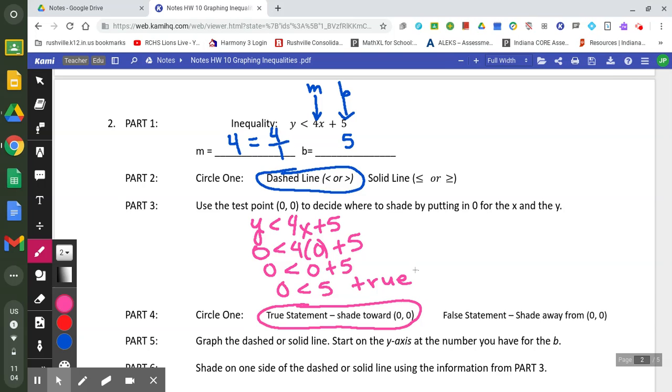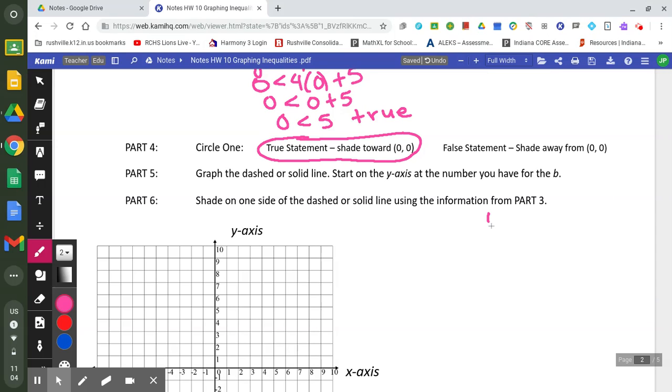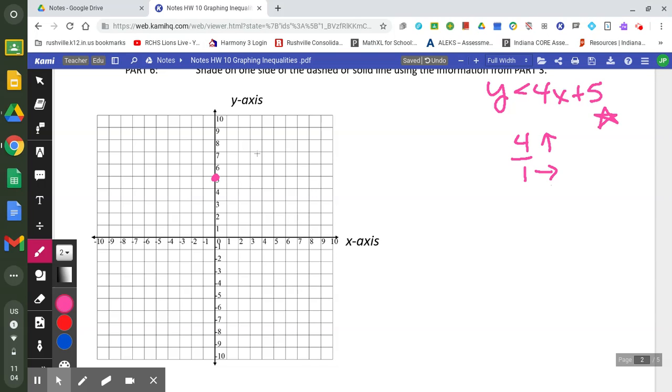So now I'm ready to graph. So I'm going to rewrite that inequality here just so we have it. Okay, so I'm going to start graphing at the 5 on the y-axis. Here's my y-axis. So I start at the 5, and the slope of 4 over 1 means we're going to go up 4 and to the right 1. So from this point, I'm going to go up 4, 1, 2, 3, 4, to the right 1.